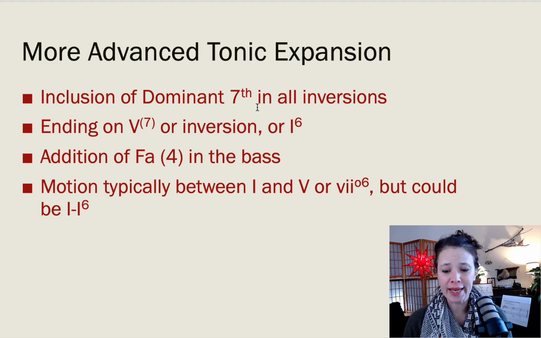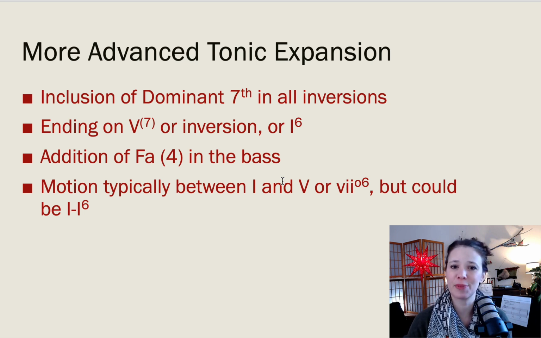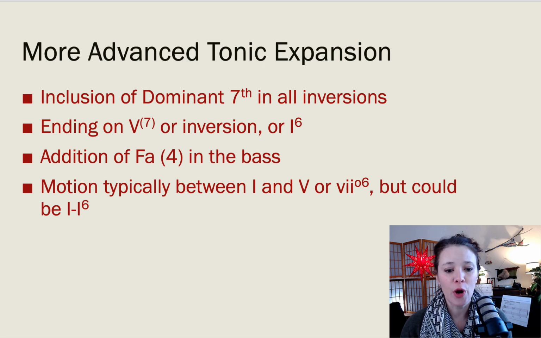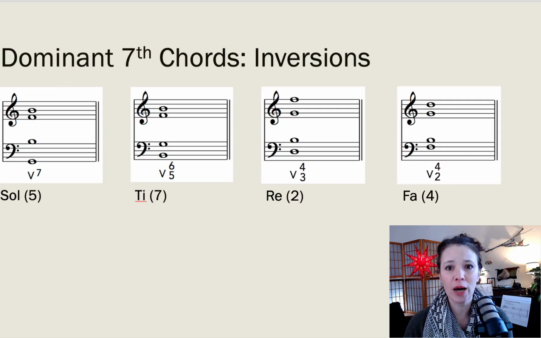We're going to add in that dominant 7th chord, so the 7th of the 5 chord, and we could end on either a 5 or a 5-7, a 1 or a 1-6. You'll also get some motion from the 1 to the 1-6 chord, so we're going to play around with tonic expansion a little bit more than going 1-5, 1-5, 1-5, 1. Okay, so this is going to update our solfege.